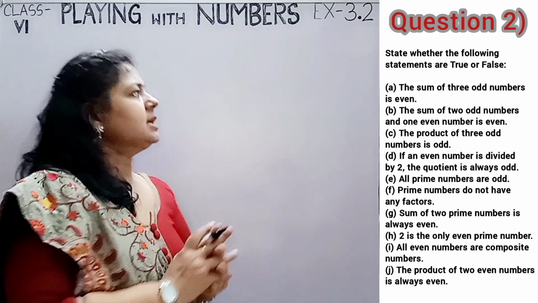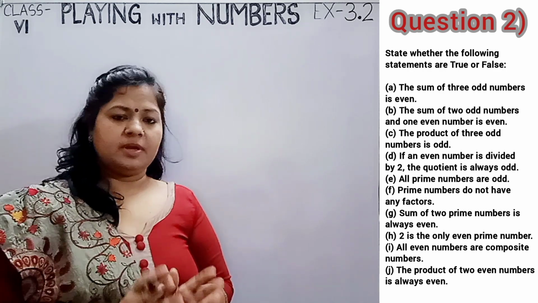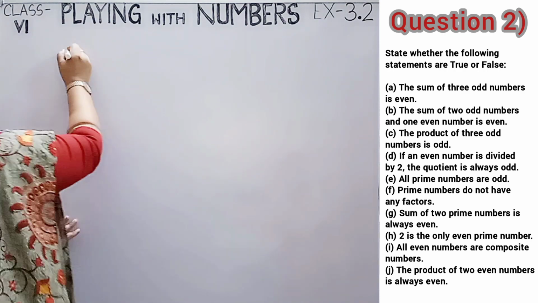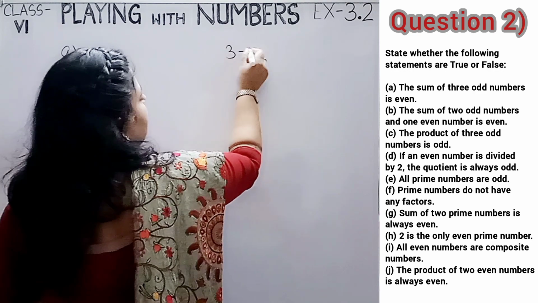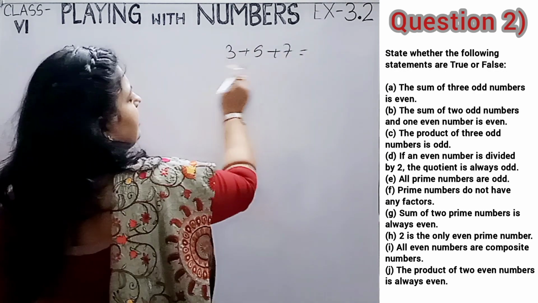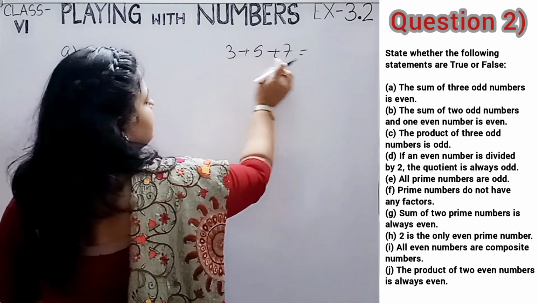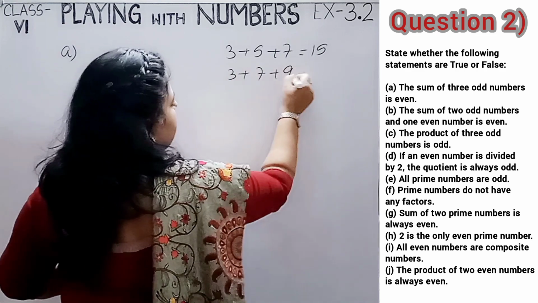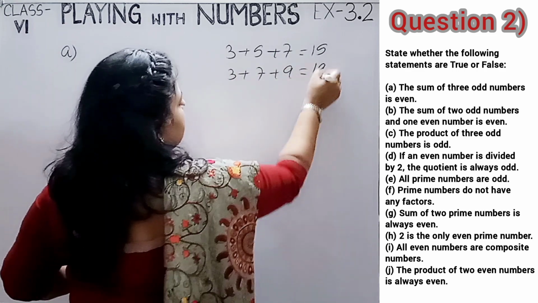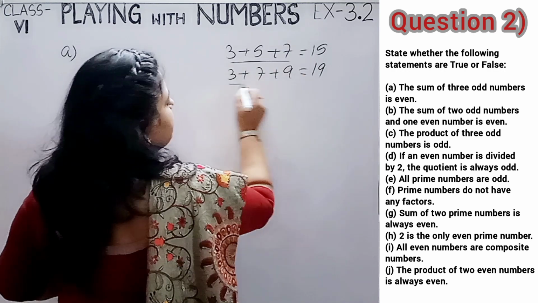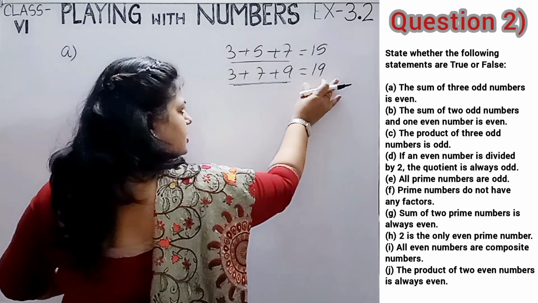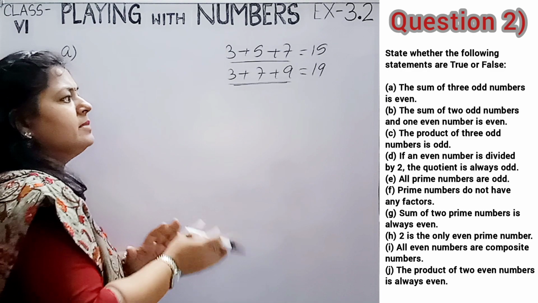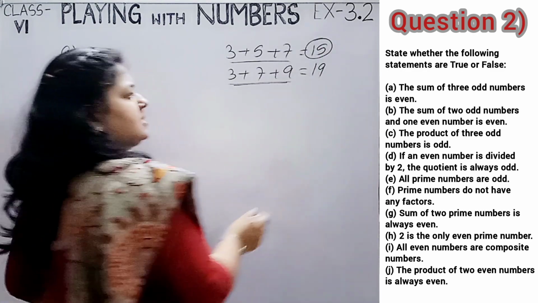The A part is the sum of three odd numbers is even. It means when we add any three odd numbers, what is the result? So here, if I take 3, 5, 7, after getting add 5, 3, 8, 8 or 7, 15. Next one, 3, 7, 9, 10, 19. It means when we add all these three odd numbers, the result is odd. But in statement, the question is the sum of three odd numbers is even, but our result is odd. It means the statement is false.